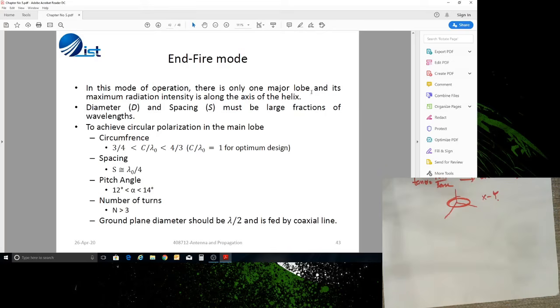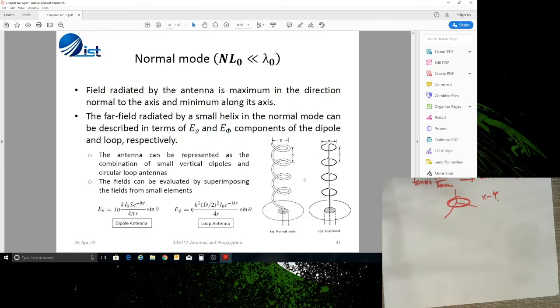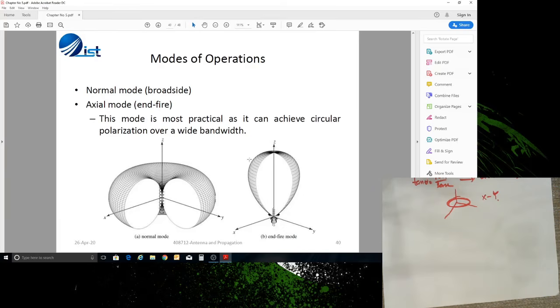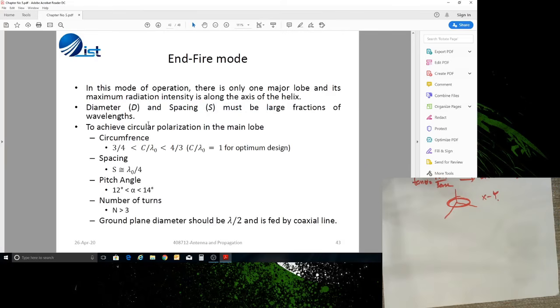operation there is only one major lobe and its maximum radiation intensity is along the axis of the helix. ये हम बात कर रहे थे इसकी कि आपके पास जो मैक्सिमम रेडिएशन इंटेंसिटी है वो आपके पास एक्सिस ऑफ द हेलिकल एंटेना है, and most of the energy is directed in the z direction as shown over here. So the diameter d and spacing s must be large fractions of wavelength. So in order to have the antenna working in end fire mode, d और s जो है वो large fractions of wavelengths होने चाहिए.